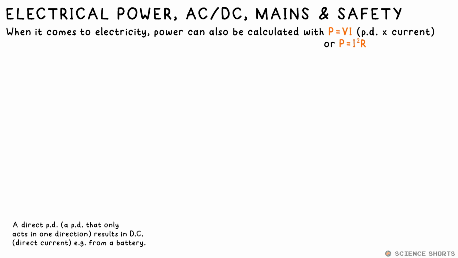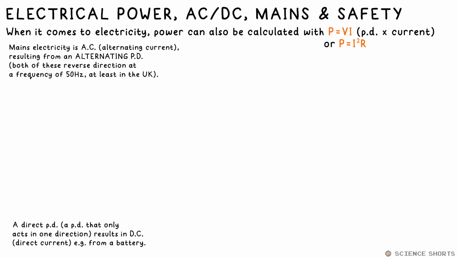The electricity that comes out of a battery is DC, or direct current. That's current that only flows in one direction. However, the exam boards these days have an obsession with calling it direct PD, which is a bit pointless because it just results in the same thing. Direct PD is a potential difference that acts in one direction, and this results in direct current.